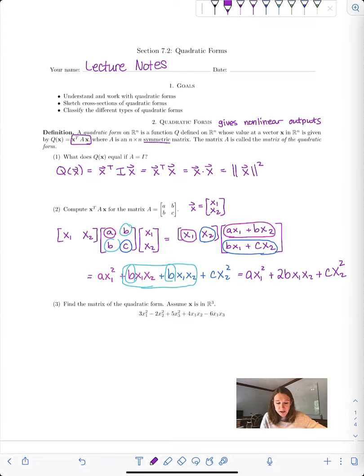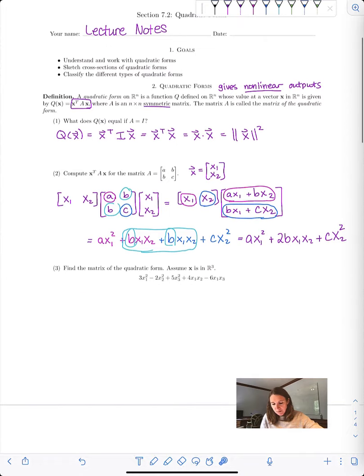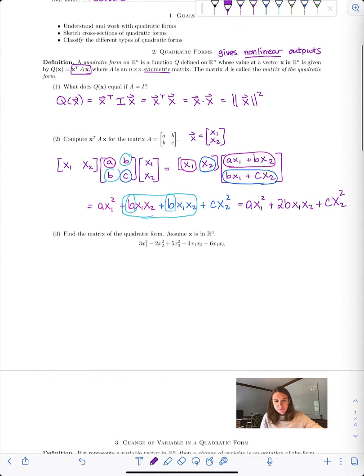And one thing you should notice, here's where I was talking about nonlinear. Notice that we now have an x squared. We have two variables multiplied by one another. So we're getting something that's a little bit different. This is the only place this semester where we're going to do that.